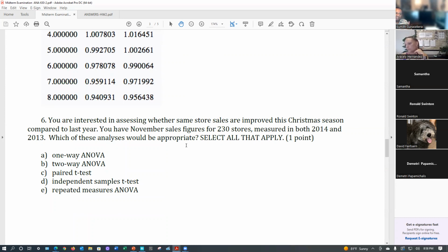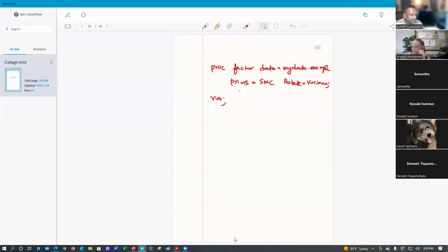But here they say, I'm trying to see improvement based on last year and this year. They're going to compare 2013 and 2014, before and after. Would it be repeated measures? Paired t-test, yes, one of them is the paired t-test. And the repeated measures ANOVA. That's the beginning of the repeated measures ANOVA. That's the very beginning. Can you remember we were talking about the single?